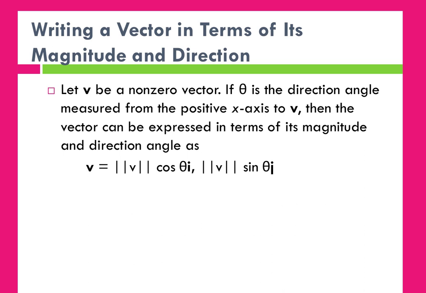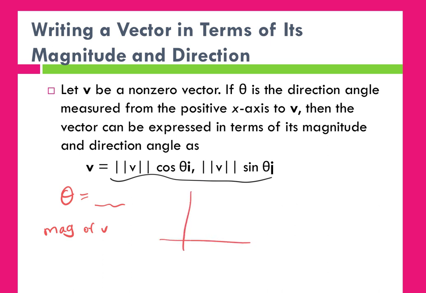So this says let V be a non-zero vector. If theta is the direction angle measured from the positive x-axis to V, then the vector can be expressed in terms of its magnitude and direction as, and here's the formula. So basically what you're going to be given here is the actual angle of theta, the value there, and then you're going to get given the magnitude of the vector. And what you want to try to see is if you were able to actually measure the theta and the length here, what would be the component form of this ray?